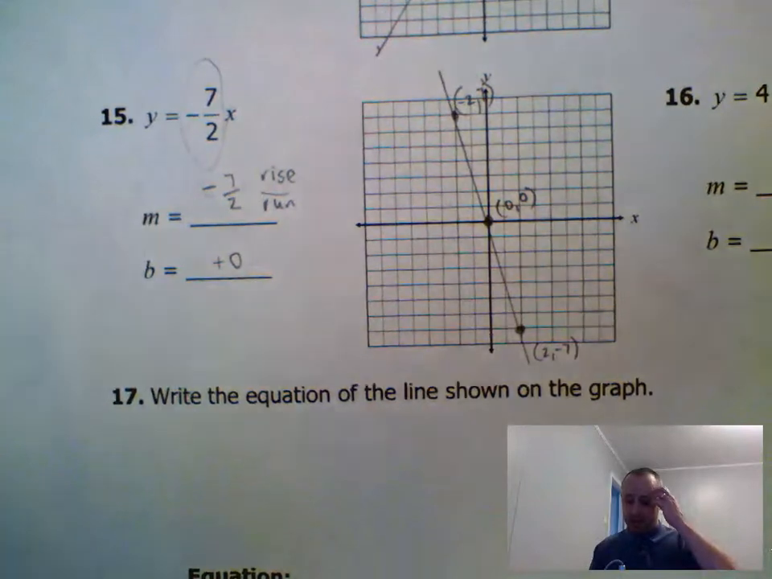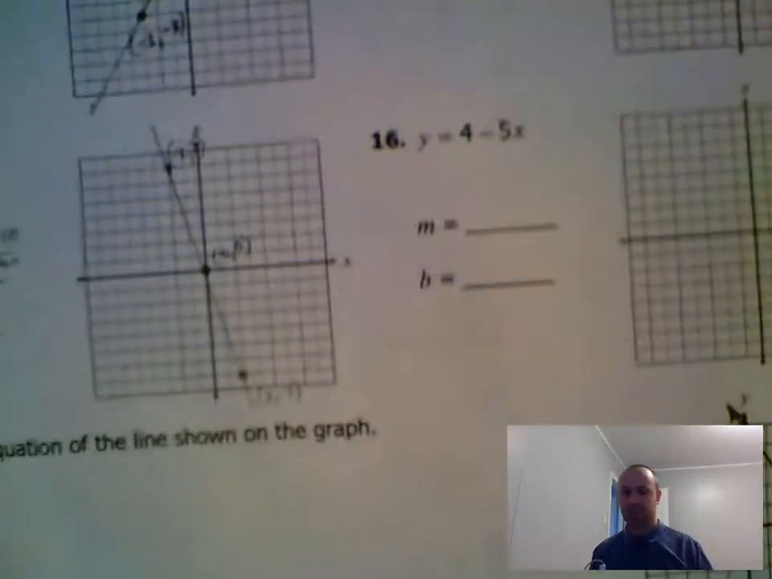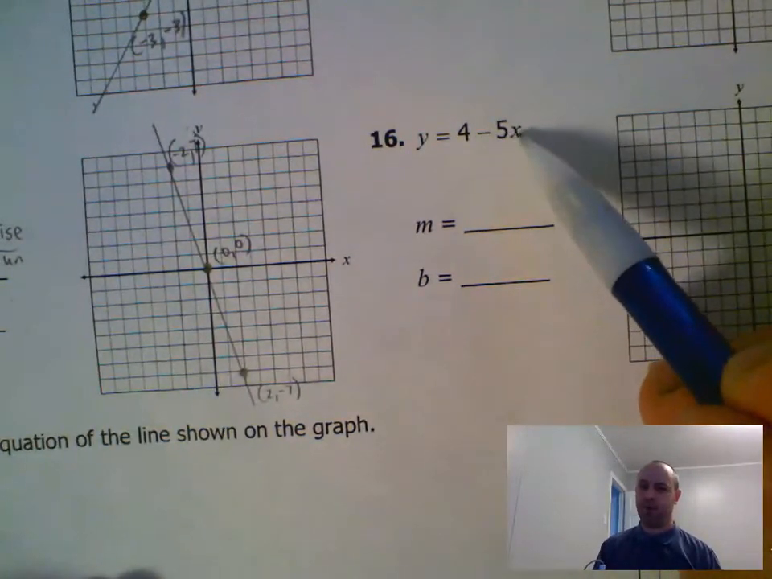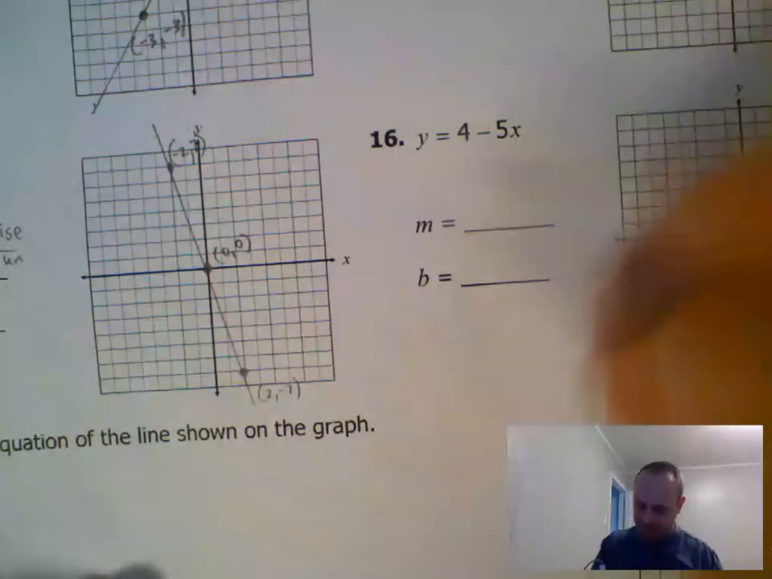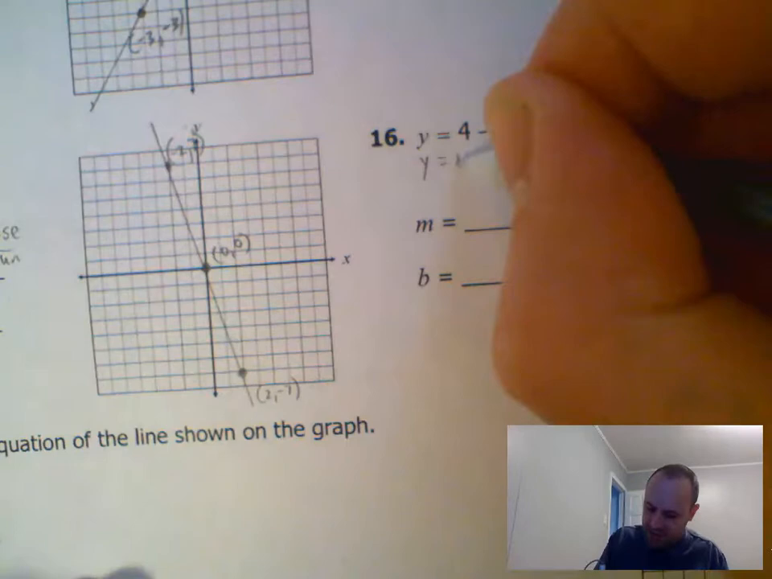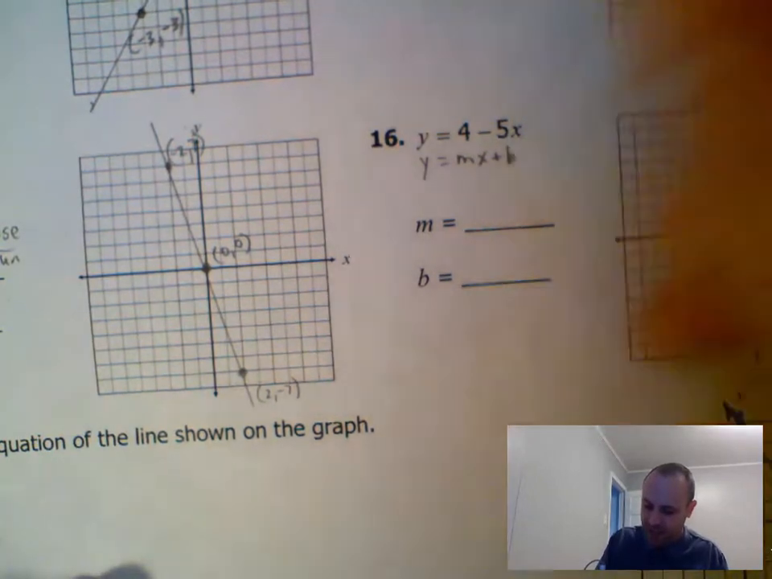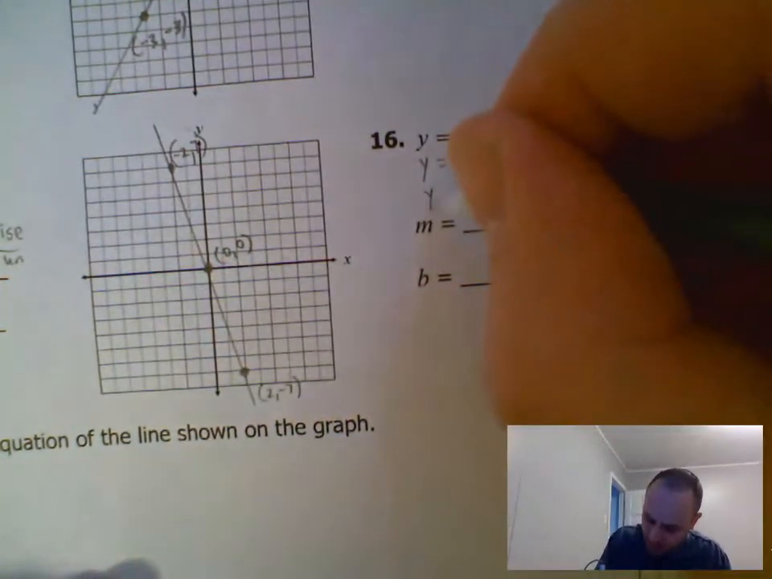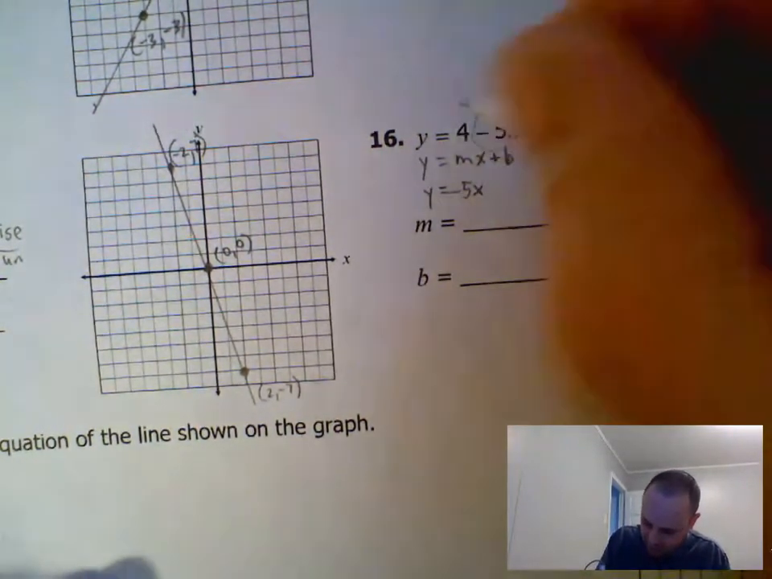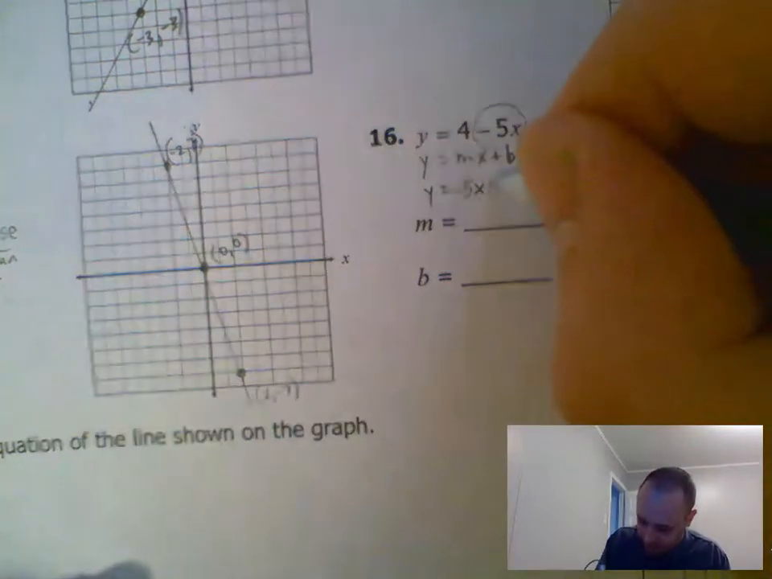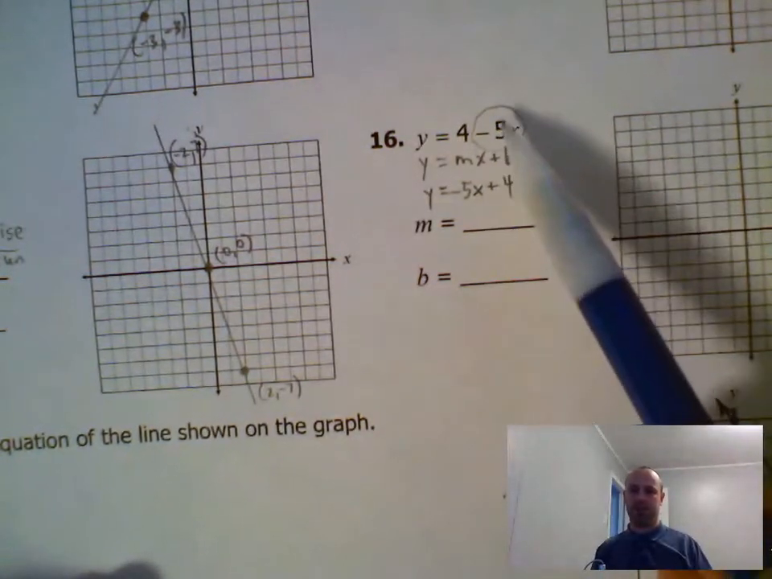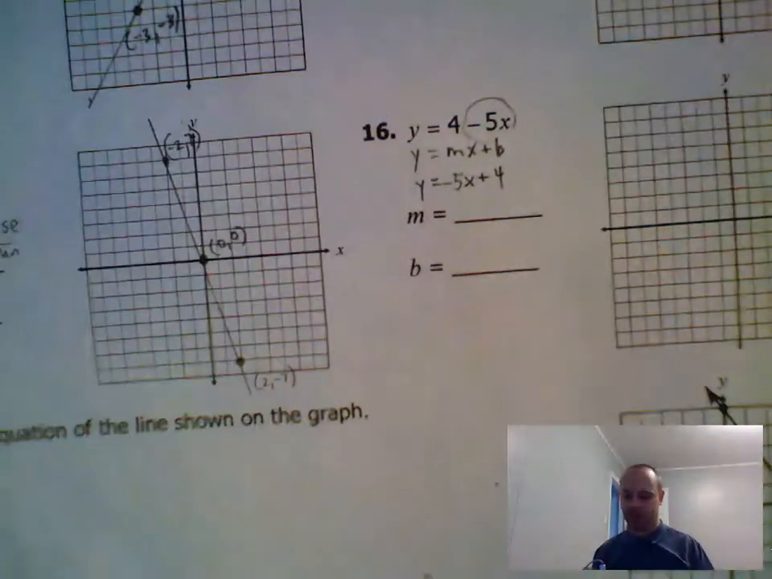All right. Now on 16, be careful, because 16 is one of those tricky ones we did the other day, where the slope isn't necessarily the first number. The slope is the number right in front of the x. Because the form we want is y = mx + b, in this case it's going to be y = -5x, and since there's nothing in front here, that's going to be a +4. So before you do your m and your b, make sure you set up the equation. Make sure you put that -5x in the front, like we did a couple days ago.